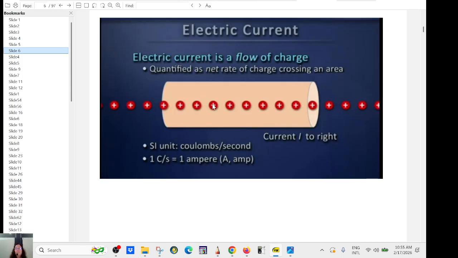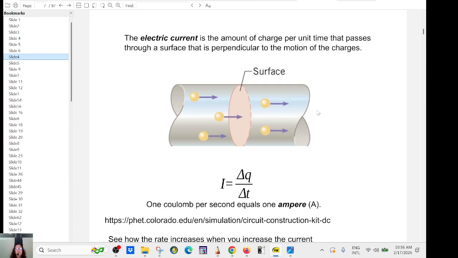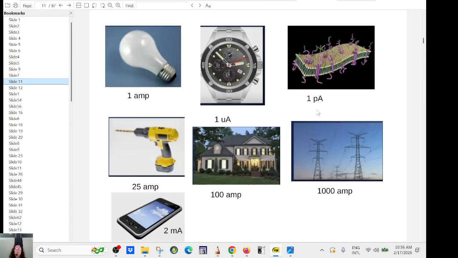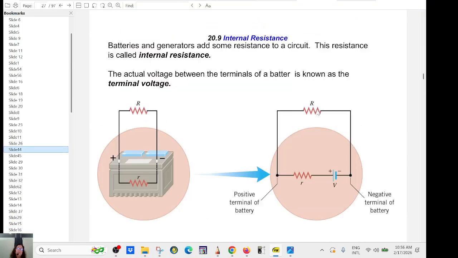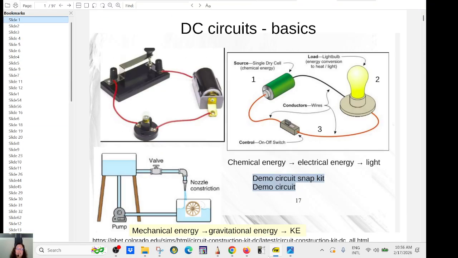Current is, we pretend that you have coulombs flowing, but in reality it's electrons flowing. Okay, so we'll do that. And that's going to be easy, super easy.